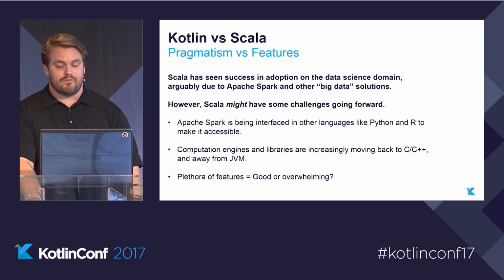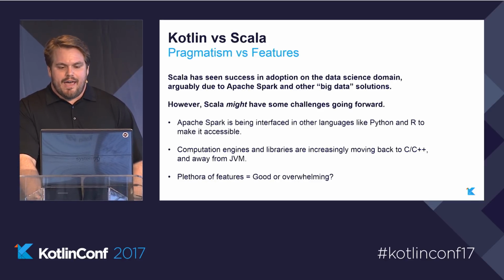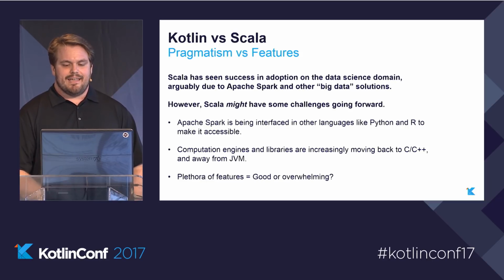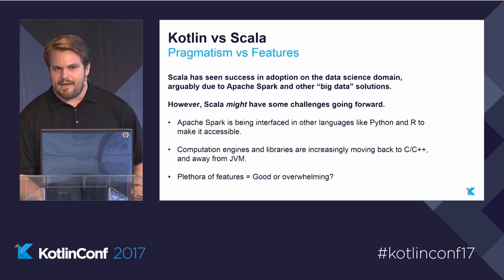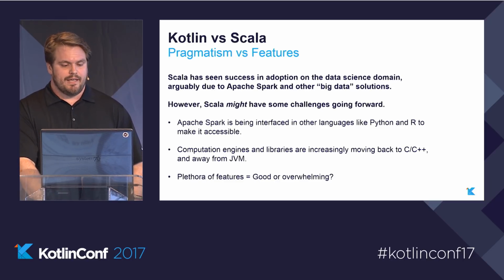Apache Spark is being interfaced in other languages like Python and R to make it accessible. And also, computation engines, so when heavy number crunching needs to be done, all that heavy matrix work, those are increasingly moving back to C and C++ and away from the JVM and letting languages such as Scala, Kotlin, Python, R interface with those libraries.